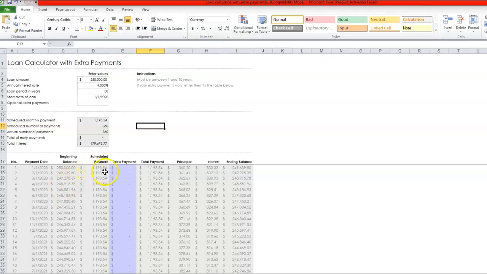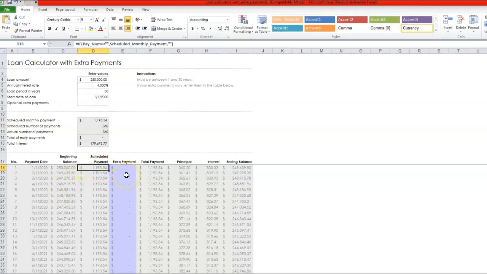So here we see paying about $1,200 a month. Only $360 is going to principal and $833 going to the interest. But every month as we go down, we have the same payment, but our principal keeps adding up and adding up.